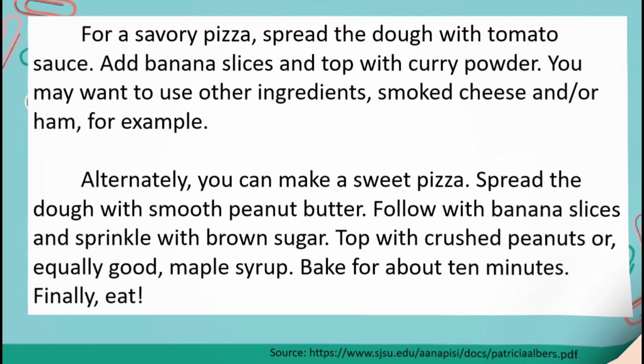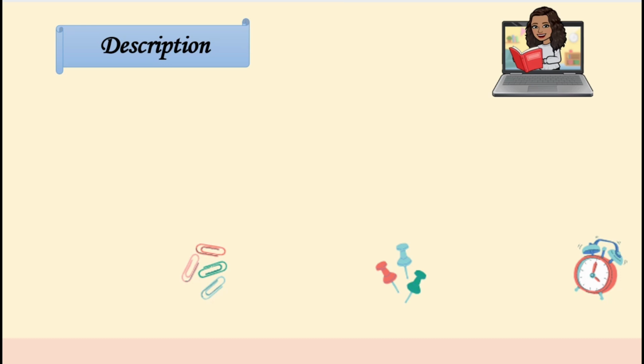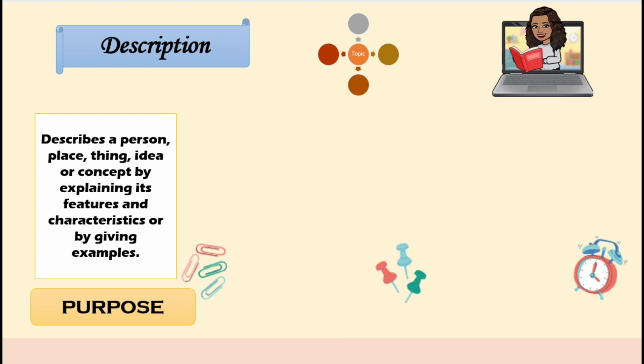For the next type, we have here description. Its purpose is to describe a person, place, thing, idea, or concept by explaining its features and characteristics or by giving examples.